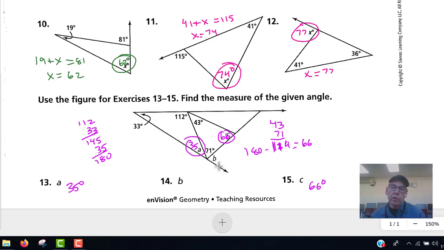There are a couple ways to do this. So could we do exterior angles with this? Yeah, these two together have to be the same as B because it's an exterior angle. So that lets me know it's going to be 109.